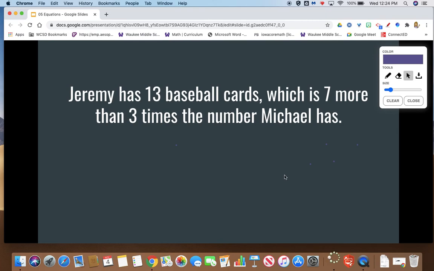Jeremy has 13 baseball cards, so that's going to be by itself on one side. This is 7 more than, so we're adding 7 to 3 times the number Michael has, 3 times Michael's. From here we can solve. I would subtract 7 from both sides to get our constants together. 13 minus 7 is 6. My 7's cancel out on the right. I'm left with 3m. Divide both sides by 3, and we get 6 divided by 3, which is 2. So the 2 pieces I'm looking for there, can you set up your equation as 13 equals 7 plus 3m? And then can you figure out that m equals 2?